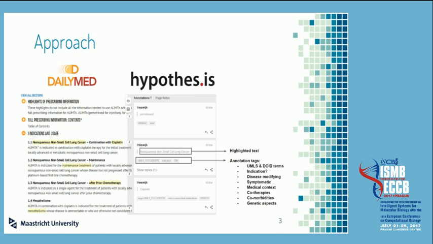So we use a tool called Hypothesis to do the annotation. Hypothesis is a web annotation tool available as a plugin for web browsers. And you can use it to tag any web page with interesting information that's relevant for you. And the nice thing about Hypothesis as well is that it has a public API, so we can extract these annotations for further analysis and processing.